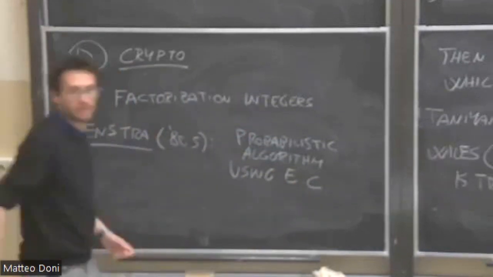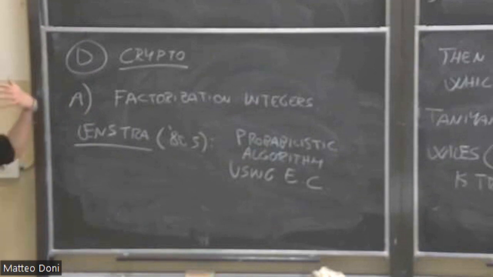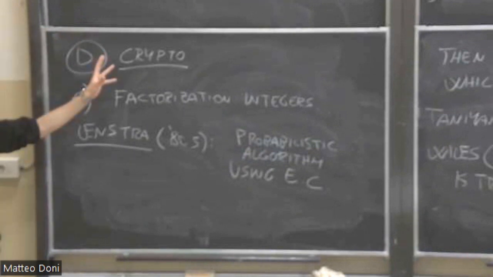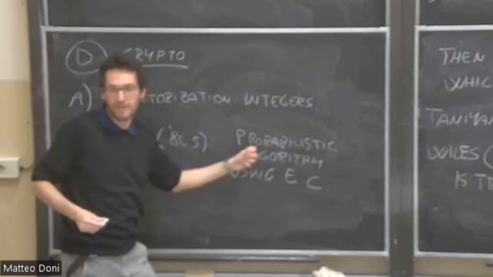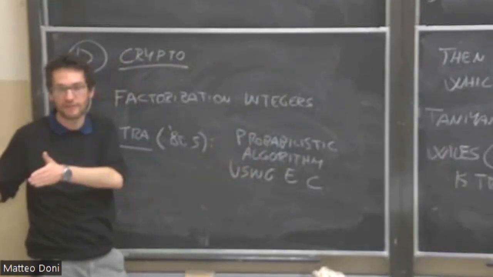elliptic curves. The idea is that if you want to factorize an integer, then you choose an elliptic curve which you associate to this integer in a certain way. And by using the computer, you start to sum points of this elliptic curve, and whenever at some point it happens that during the sum there is something wrong, then this something wrong is with high probability related to a factor of the integer. And so you find a factor.